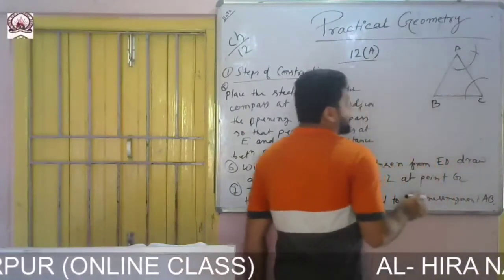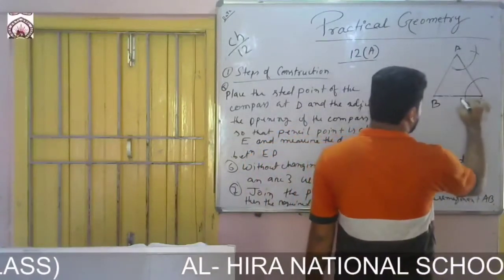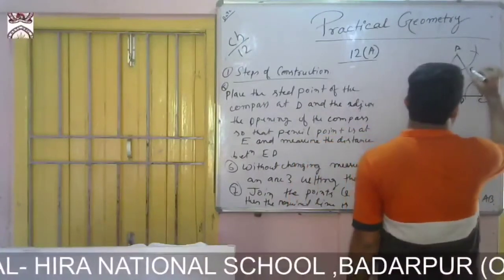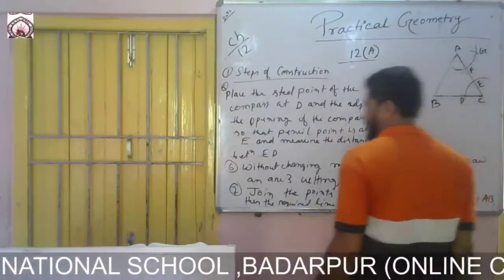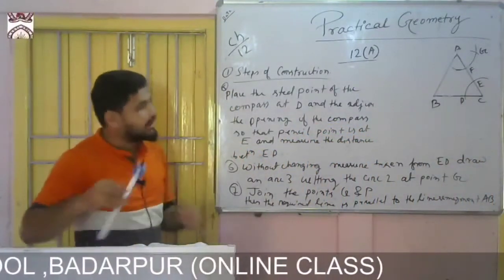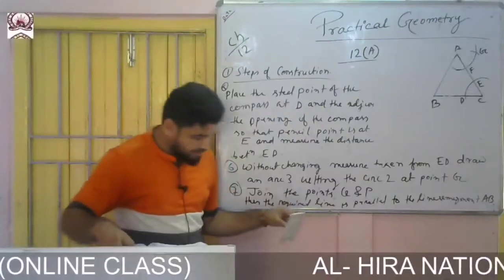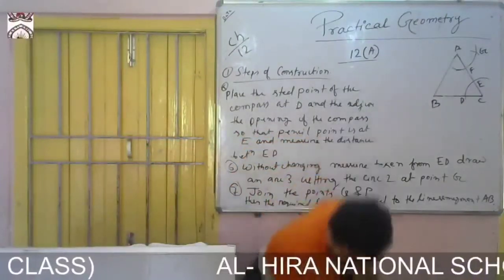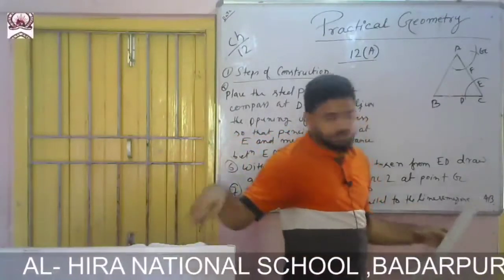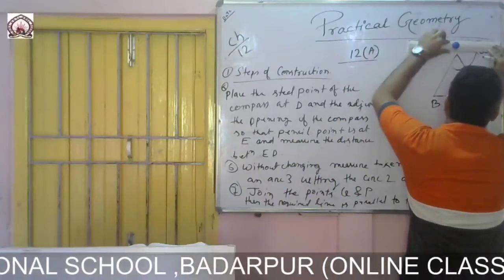So first you draw an arc. Give this one A, B, C. This point of intersection at D. This one E. This one F. This one G. Now join these two lines. If you join these two lines, you'll get the result.